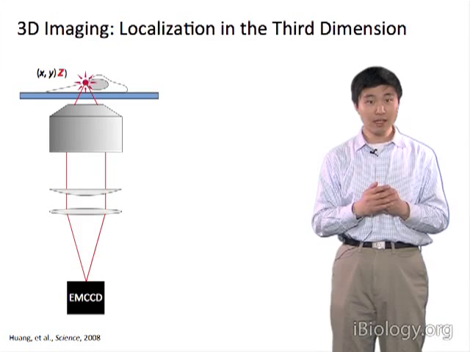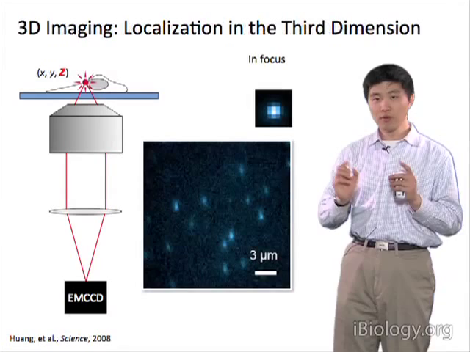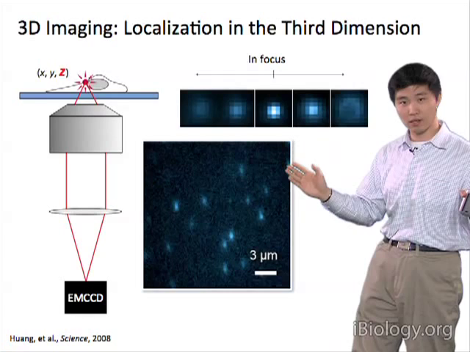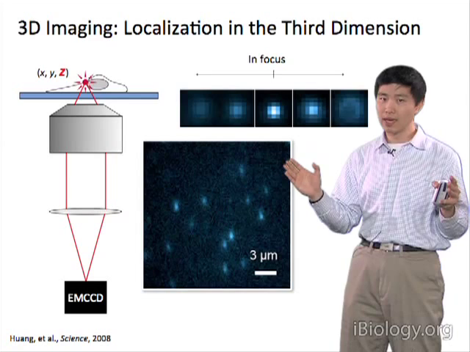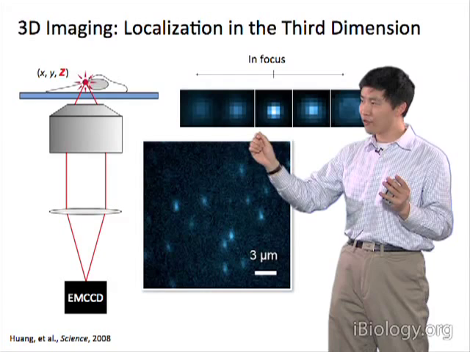One of the simplest ways is just to use the shape of the single molecule spot itself. We know that when a single molecule spot is in focus, we see it nice and sharp. When it's out of focus, it gets blurry. And then, using how blurry it is, we can tell how far away it is from the focal plane. But there's a problem. First, we cannot tell whether it's above or below the focal plane. And second, when the molecule is at the focal plane, this is the case when this method is the least sensitive.